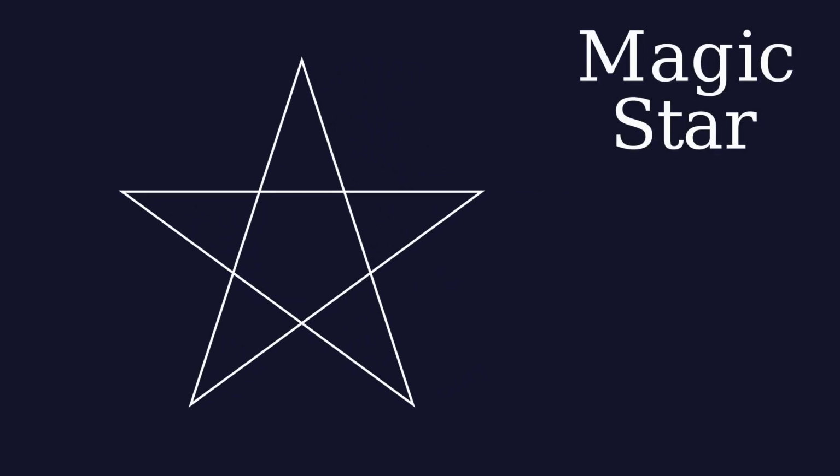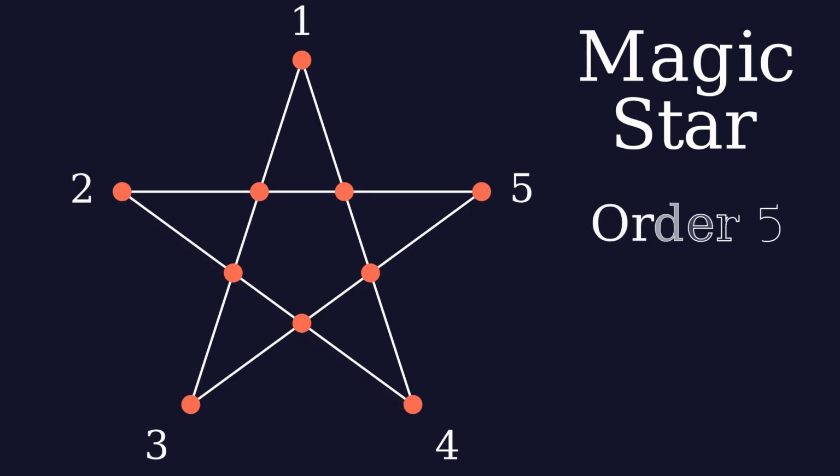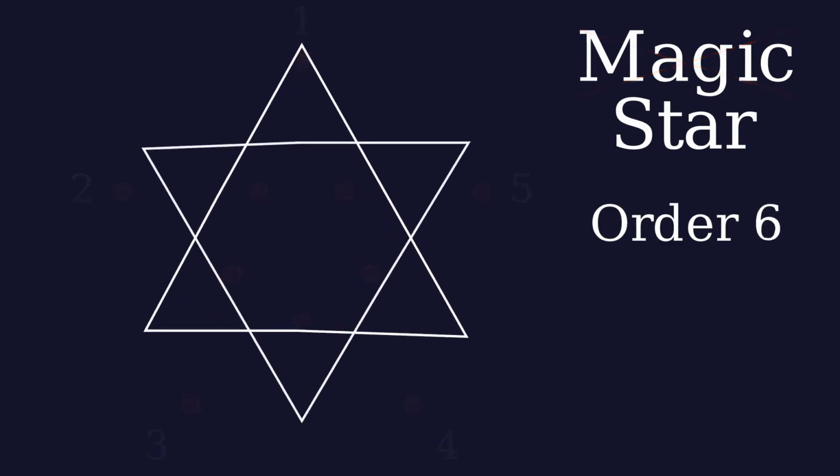Another shape that exhibits magical properties is a star. In magic stars, numbers are placed on each vertex and intersection point. The sum of the 4 numbers on each line within the star is equal to the magic constant. The order of a star refers to the number of points it has. The smallest possible star consists of 5 points, but it is not possible to construct a 5-pointed magic star. The minimum order for a magic star is 6 points.